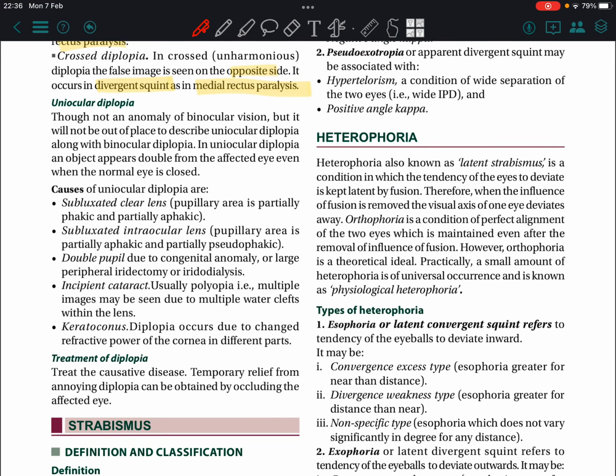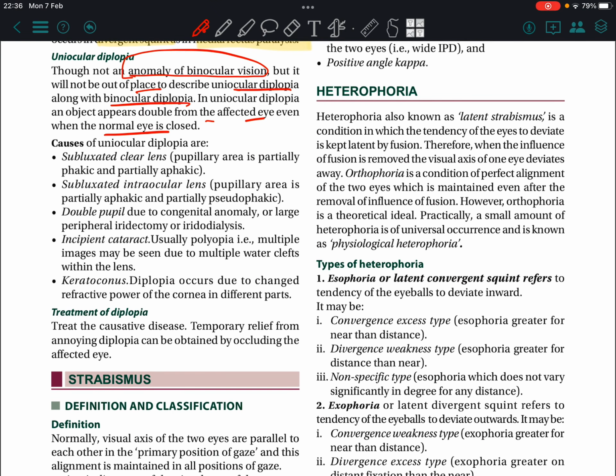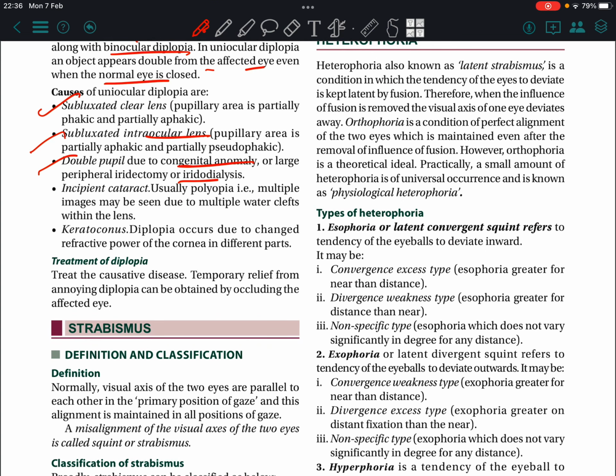Uniocular diplopia, though not an anomaly of binocular vision, it will not be out of place to describe uniocular diplopia along with binocular diplopia. In uniocular diplopia, an object appears double from the affected eye when the normal eye is closed. Causes of uniocular diplopia: subluxated lens, subluxated intraocular lens, double pupil due to congenital anomaly or large peripheral iridectomy, iridodialysis, incipient cataract.